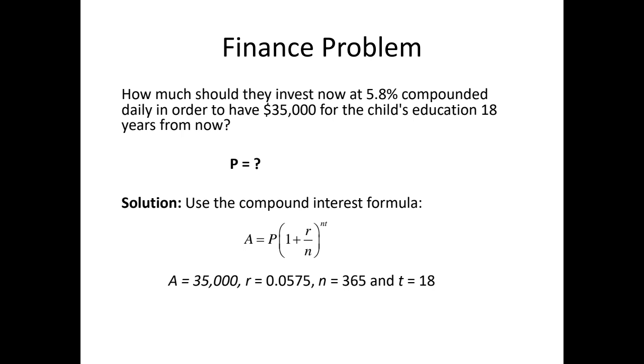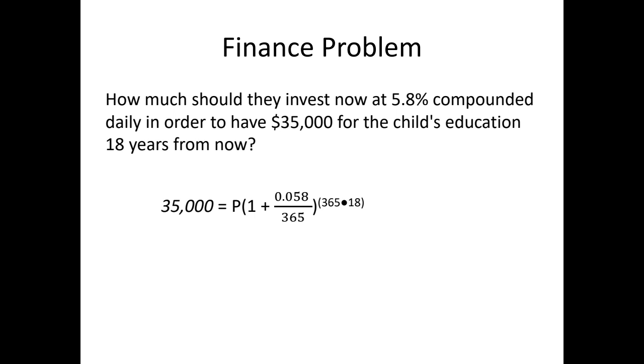Again, it said that we want to compound it daily. So that means every day, so my n is going to be 365. And we're going to do it for 18 years, so t is 18. So let's go ahead and plug it in. Let me see if I plugged it in correctly. Yes, so now this is correct. This is my correct rate, the 0.058.